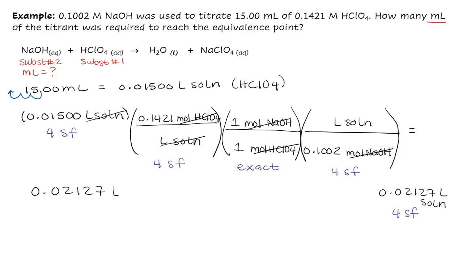I'll just rewrite that over here, 0.02127 liters. We're going to convert that to milliliters, so we shift the decimal point to the right by 3 places, 1, 2, 3, making sure to keep all appropriate sig figs. And this gives us a final volume of 21.27 milliliters of the NaOH solution.